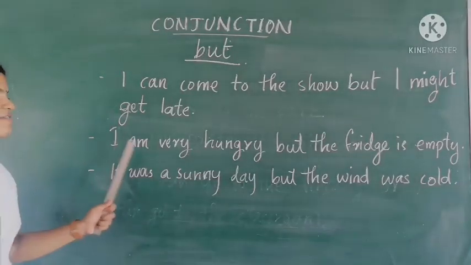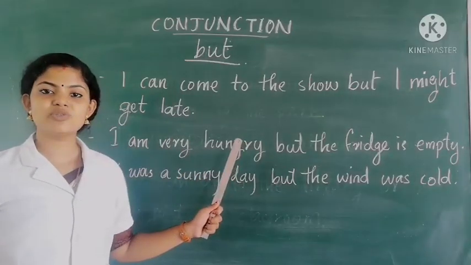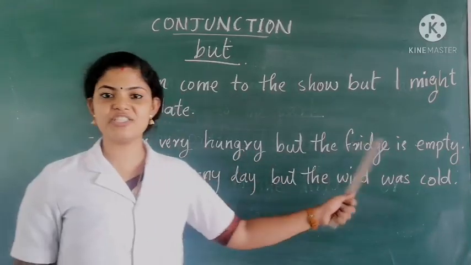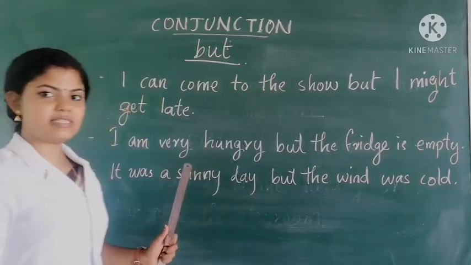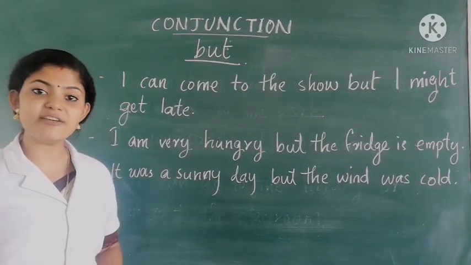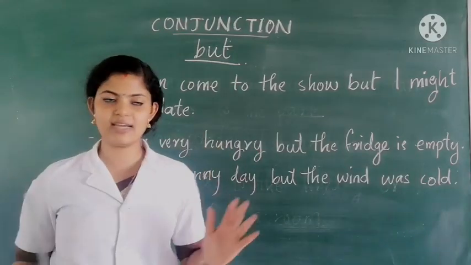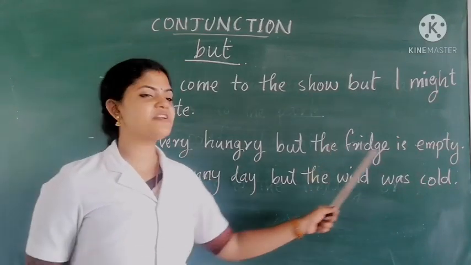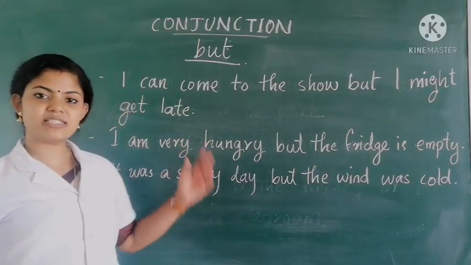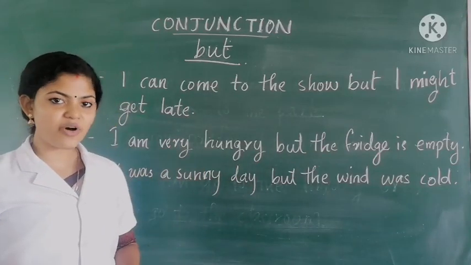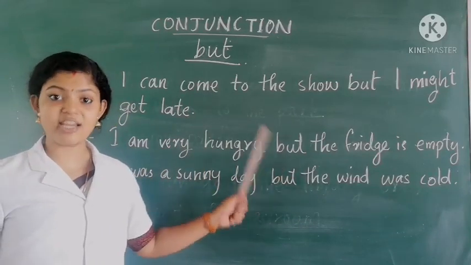Next one, I am very hungry. So I went to get some food from the fridge, but the fridge is empty. See, both these sentences are different. There is no relation. I am very hungry, that's a sentence. The next sentence is the fridge is empty. So there is no connection between both these sentences, but we can join those sentences with the conjunction but.